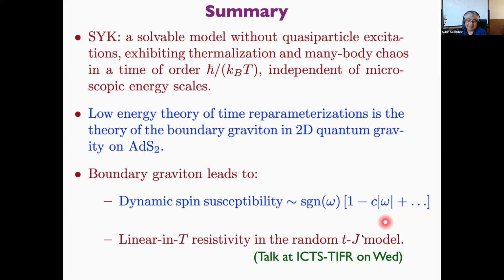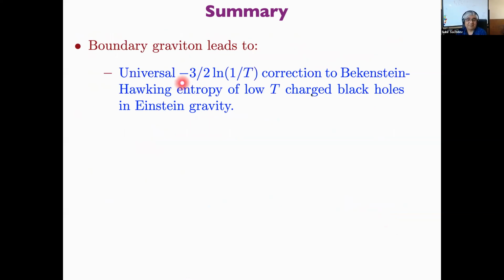In my talk on Wednesday at ICTS, I will also talk about a more realistic model called the tandem t-J model. And there, in fact, the same boundary graviton is also the hero of the story because it gives this famous linear in T resistivity. And it also leads to the first correction to the Bekenstein-Hawking result, which is universal for any charged black hole with the AdS2 near horizon.